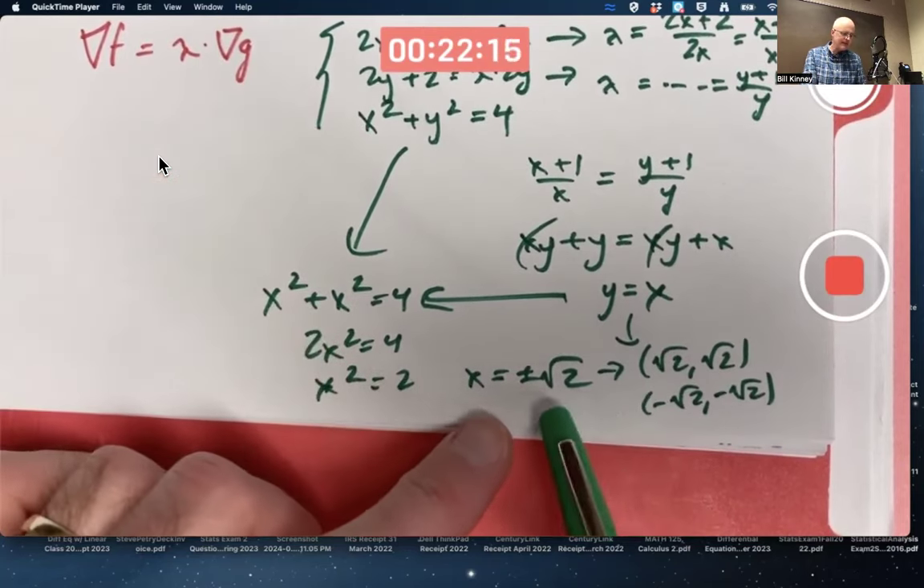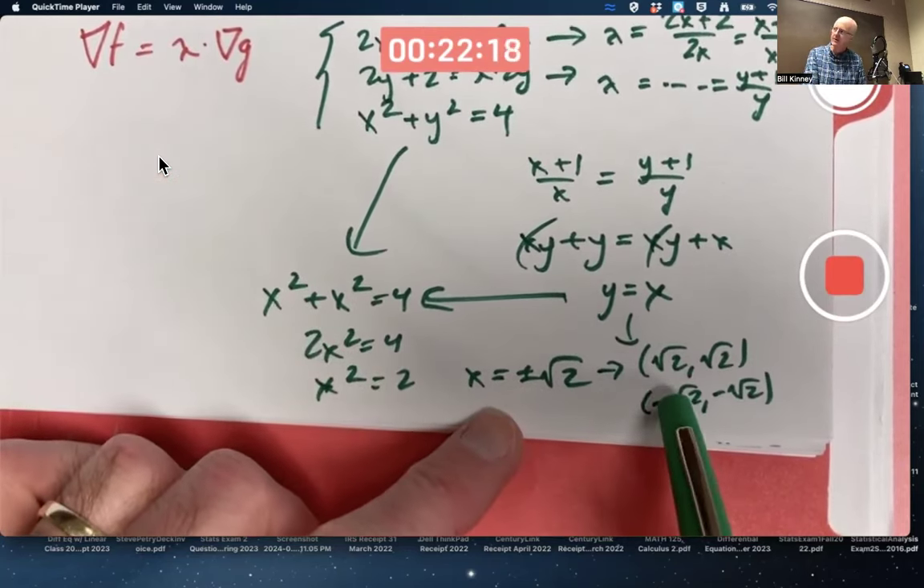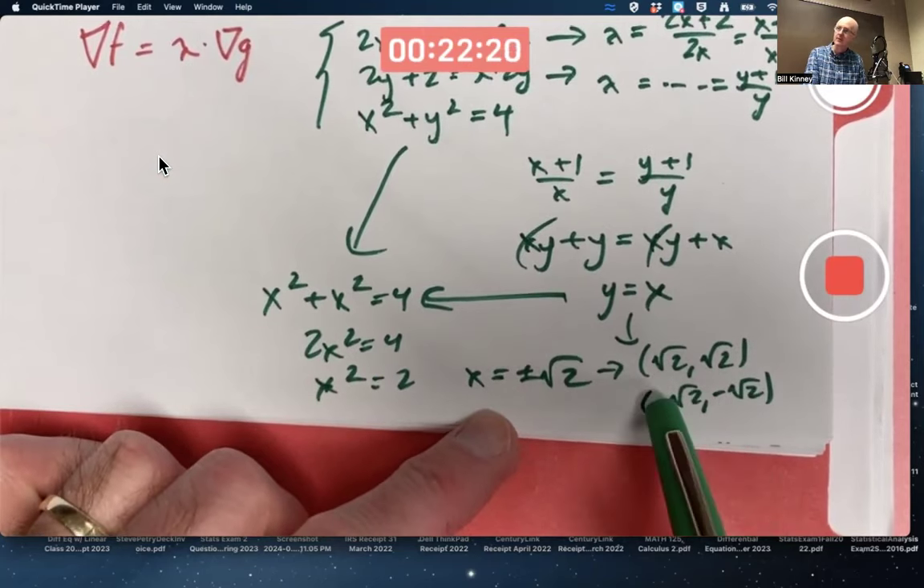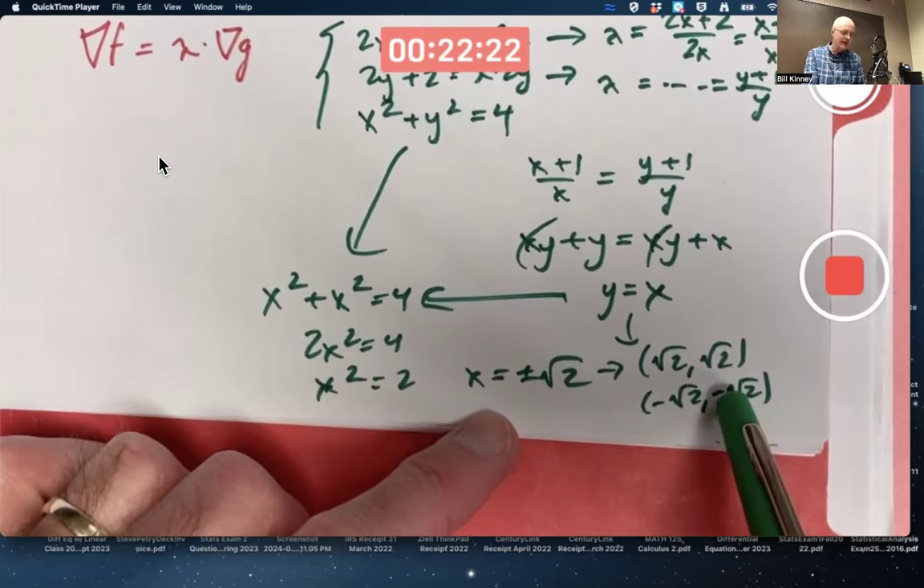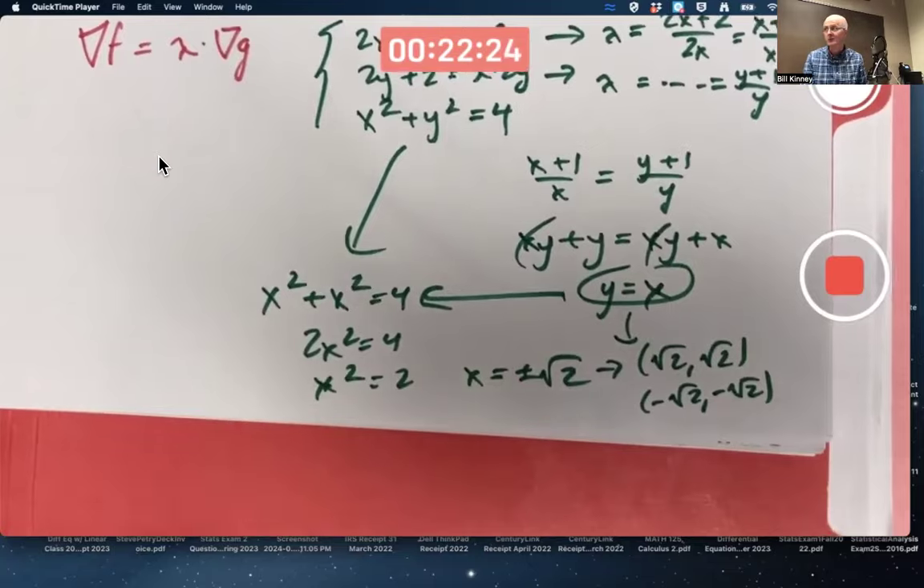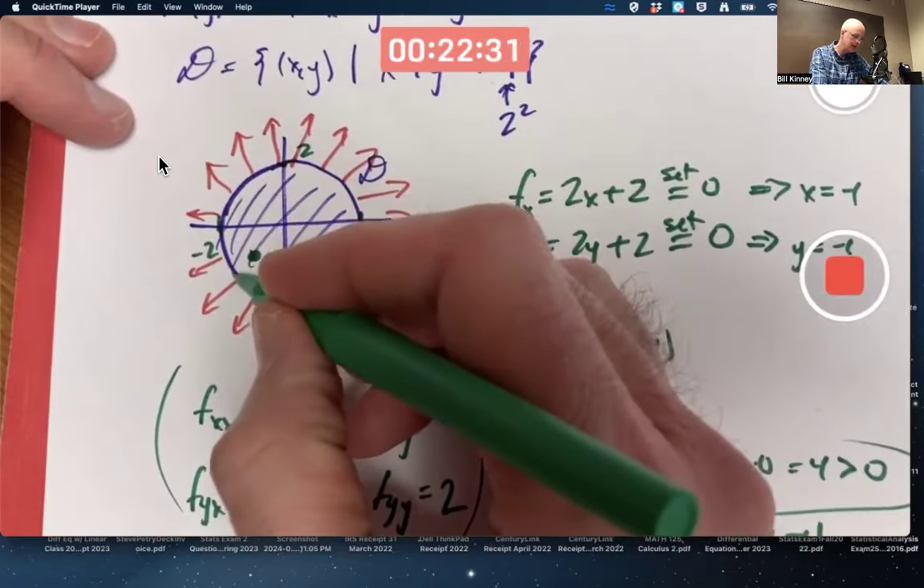You would not want to mix up the signs here. You would not want to say square root of 2, negative square root of 2, or negative square root of 2, positive square root of 2, because y actually has to equal x, not plus or minus x. Anyway, so again, that's giving us these 2 points on the boundary.